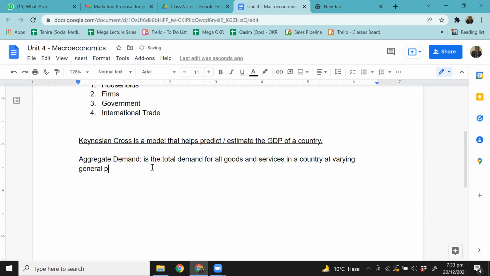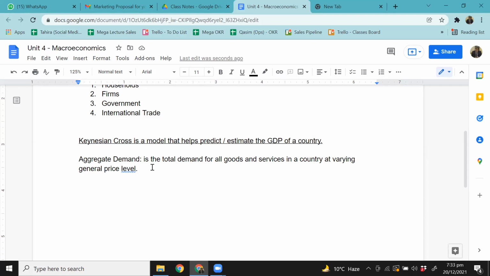Now, if you remember the simple definition of demand, we said demand is basically the total quantity demanded for a product at different price levels. So it is no different when it comes to aggregate demand. The only difference is that in normal demand of a product, we used to talk about demand for only one product, one good, one service. Education, healthcare, clothes, shoes, laptops. So one product at a time. That was normal demand.